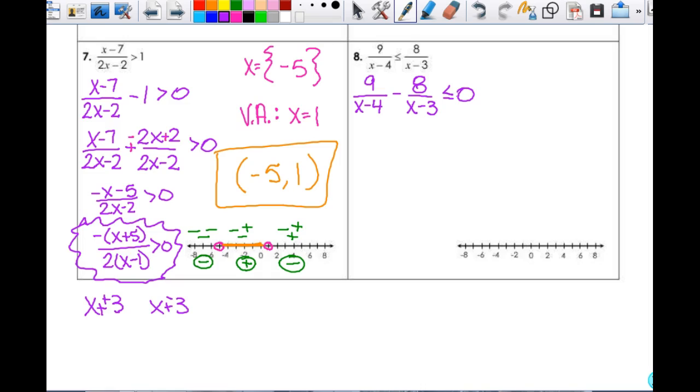So can I just do x minus 4 minus x minus 3 on the denominator and cancel my x's out? Can I just go ahead and subtract the 9 and the 8? No. What do I have to have? Common denominator. I need to multiply this fraction by x minus 3 over x minus 3 and this one by x minus 4 over x minus 4. So this is going to be 9 times x minus 3 over x minus 4 times x minus 3, minus 8 times x minus 4 over x minus 4 times x minus 3, less than or equal to 0.